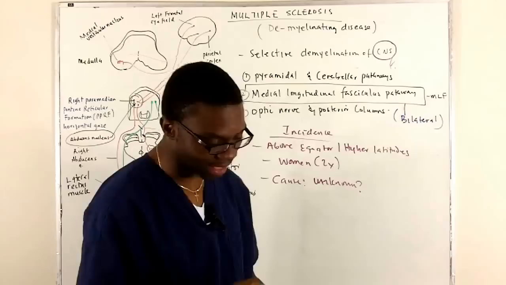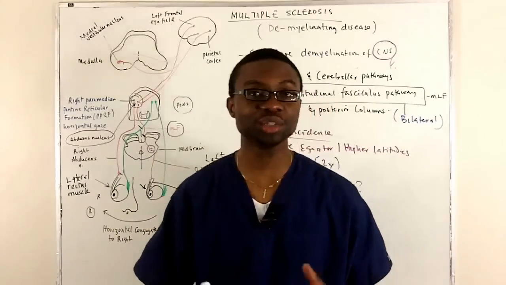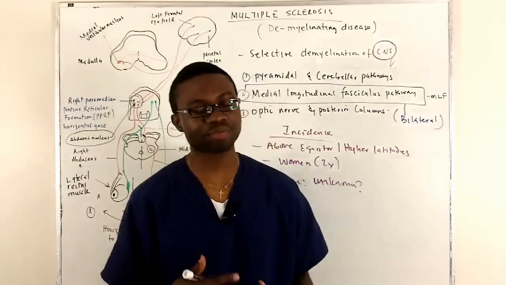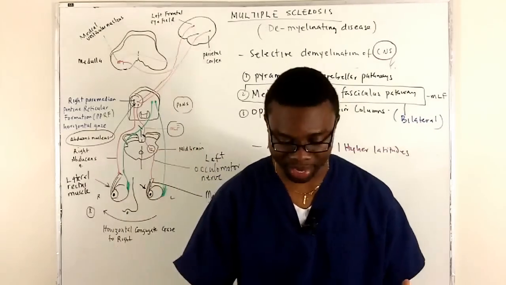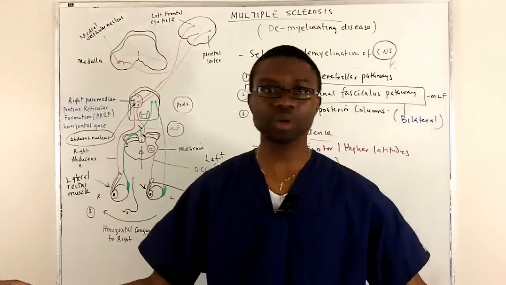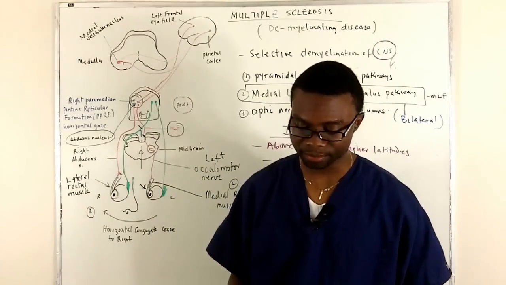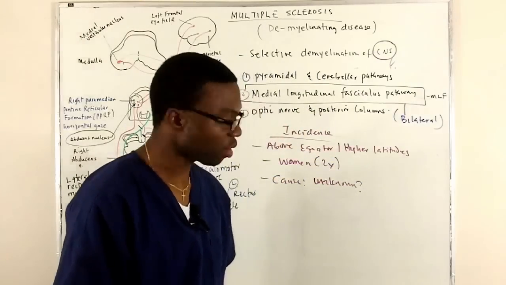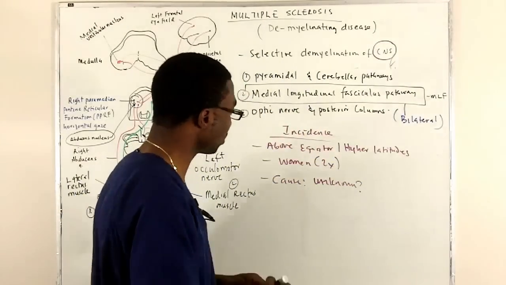Nobody knows why this demyelinating disease is destroying the neuron axon myelin sheath. However, they think it's probably a balance between environmental factors, some immunologic factors, or even genetics. But we don't know what actually causes the disease. So let's talk about the clinical features of what patients often present with when they have multiple sclerosis.